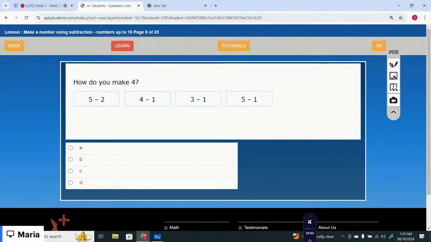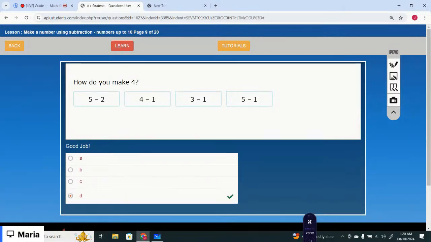How do you make 4, which is the correct option? The correct option is 5 take away 1. That is the only option that makes 4. So 5 take away 1 is the correct option.